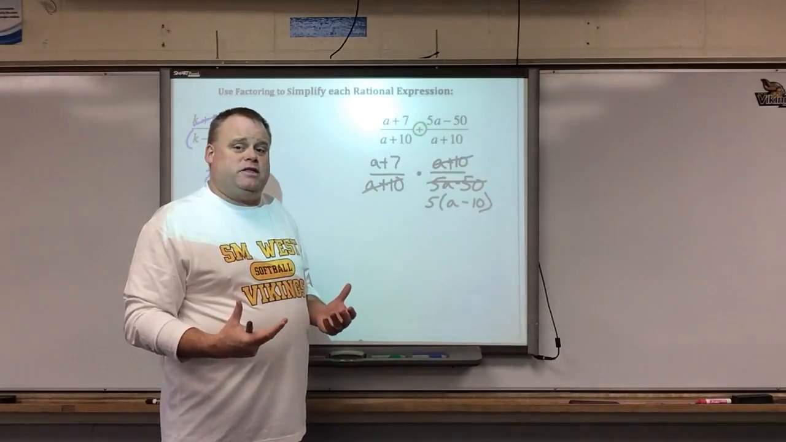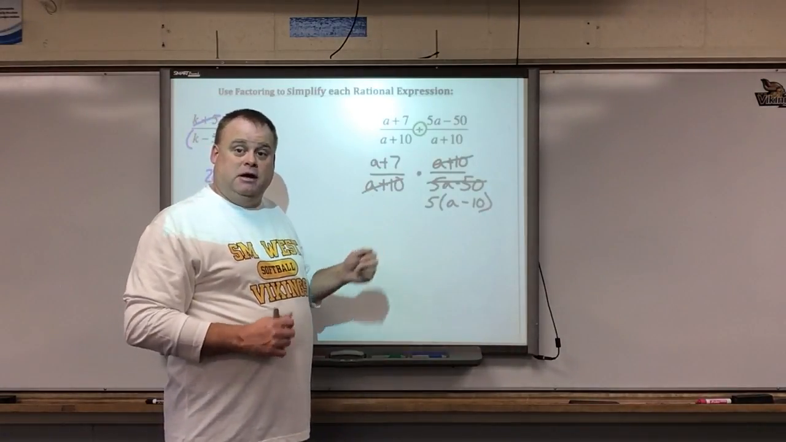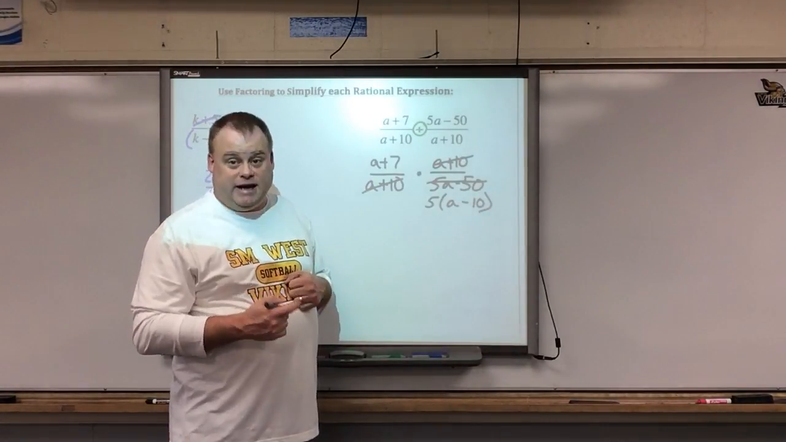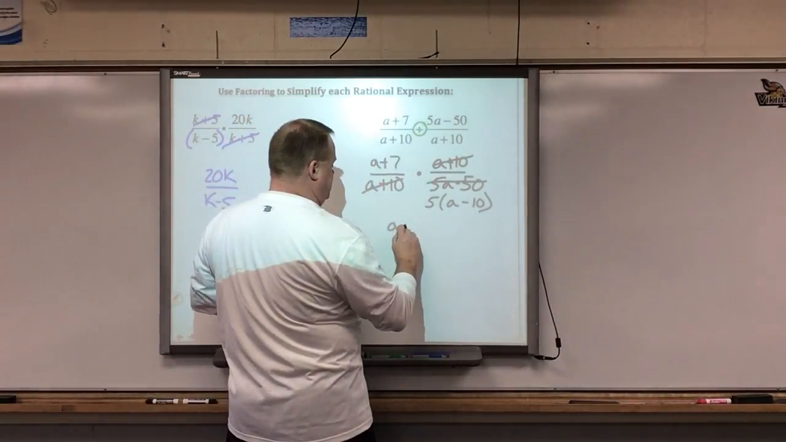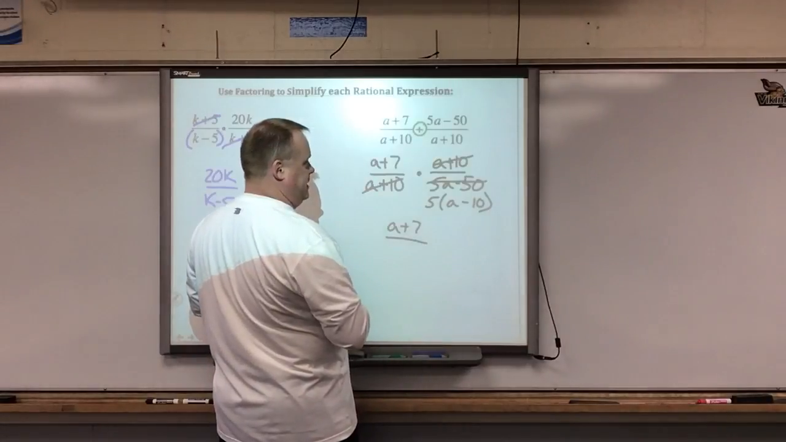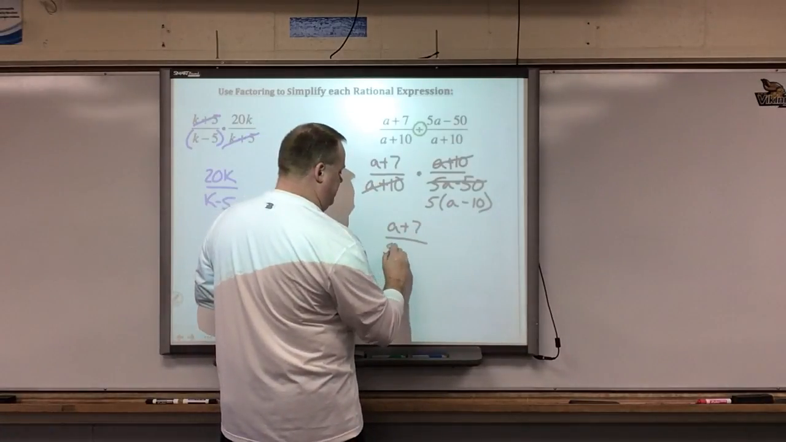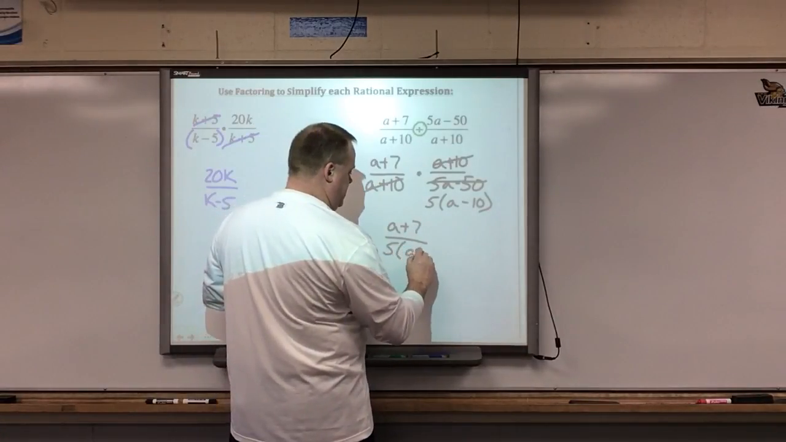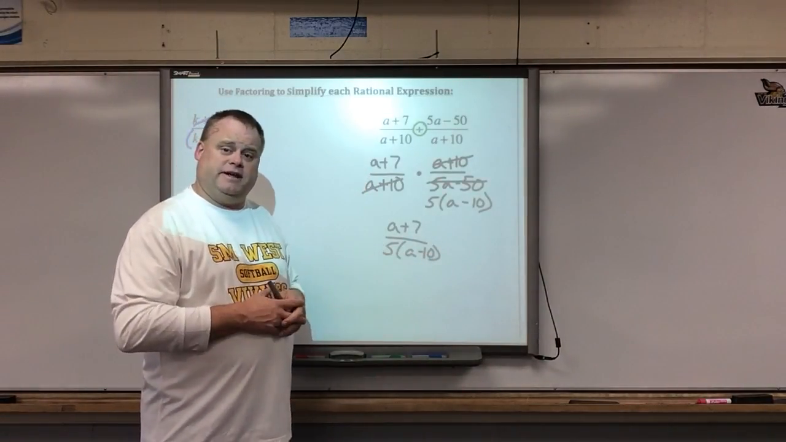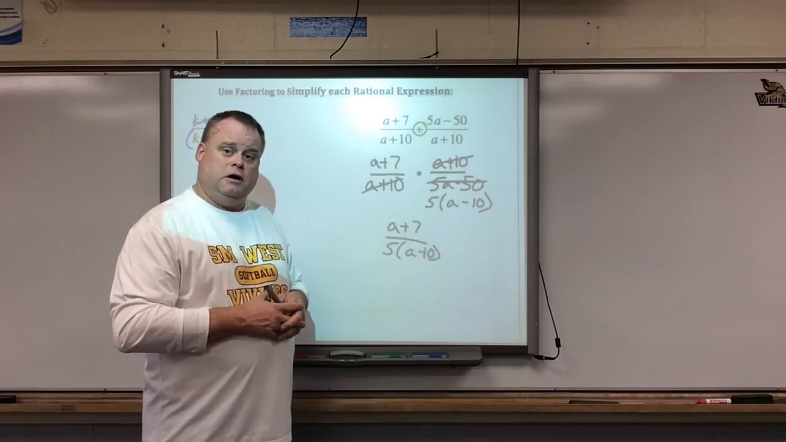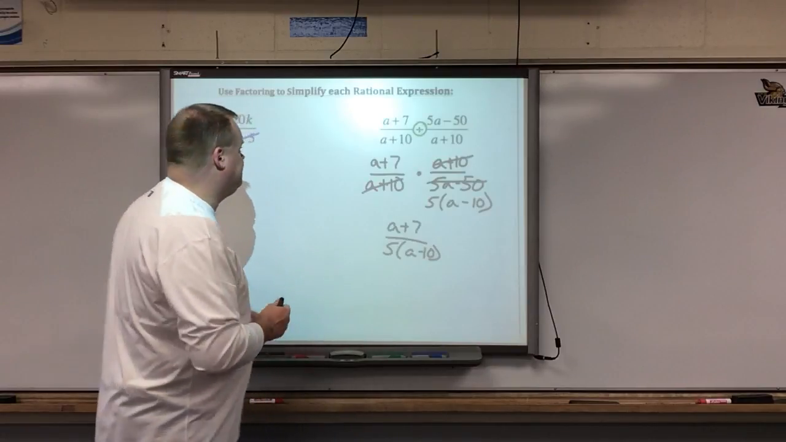Well, really, did that do anything for us? Not this time, but could it in the future? Yes. Okay? So what do I have left? Well, I have a plus 7 left on top. That's the only thing I have on top. The only thing I have left on the bottom is 5 times a minus 10. All right. That'd be my final answer, and I would be done. Like I said, not too difficult today.